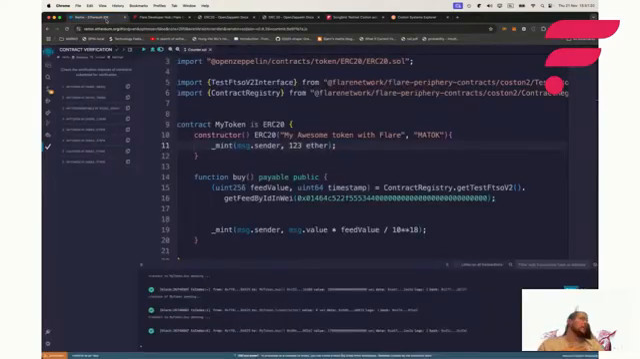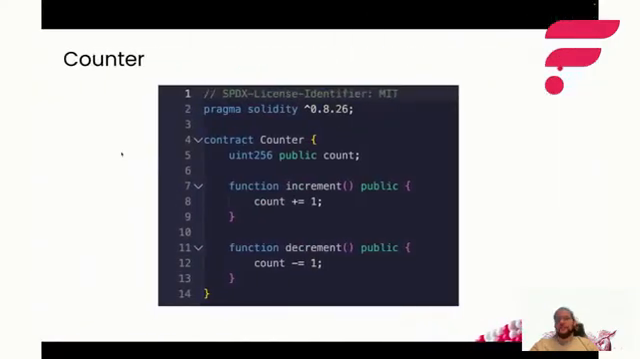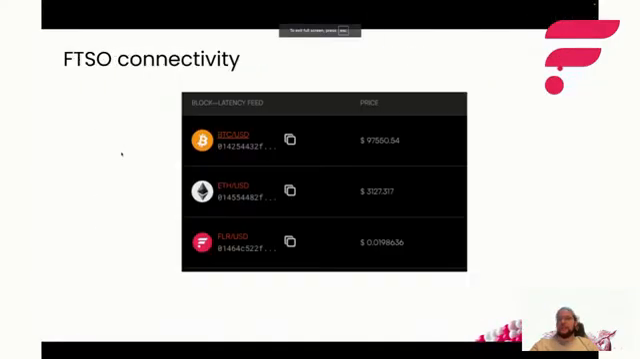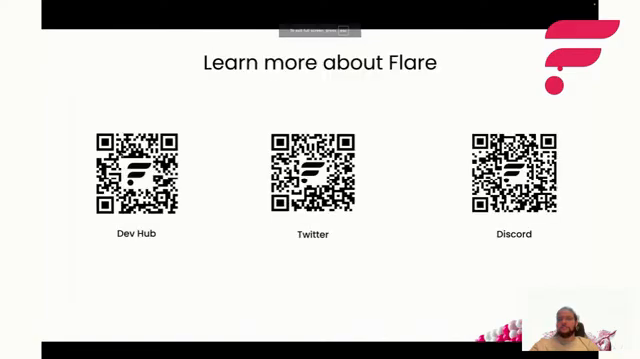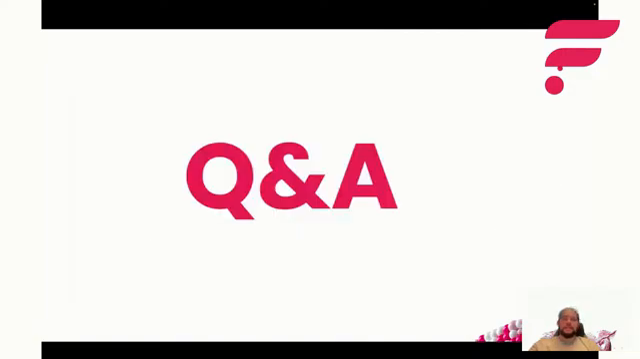Okay, that's it. This code is going to be available once I finish this on the final Notion page, so that you can always look at it, you can check it, and you can use it if you want to build something amazing yourself. Okay, let's go back. It's the counter, that's the ERC20 token, the FTSO connectivity, and yeah, so if you want to learn more, here are some additional resources, the Dev Hub, the Twitter. You can ask us anything on Discord, and now it's time for Q&A.